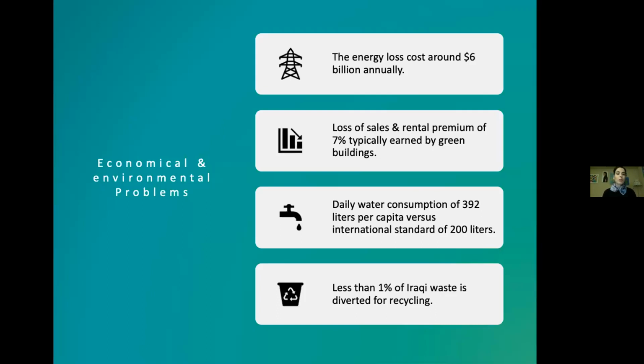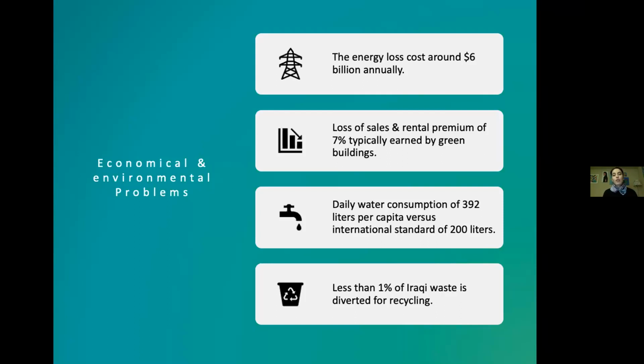So the economic and environmental problems created by conventional building are these. Energy cost: I'm going to talk about Iraq specifically, where the energy loss costs around $6 billion annually. That's basically because our buildings are poorly insulated. So 80% of the energy we're losing. It's just like we're leaving our windows and doors open all the time. None of the energy that we use to heat and cool our buildings is preserved.